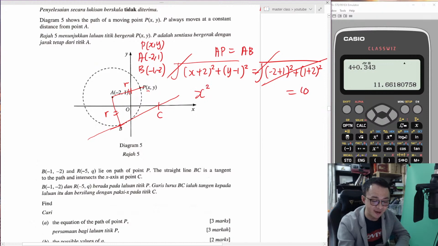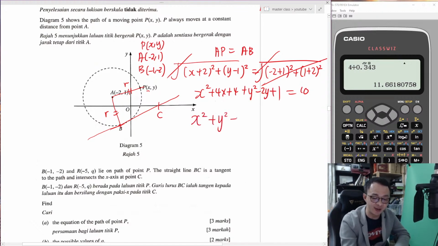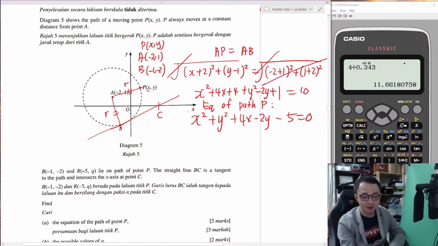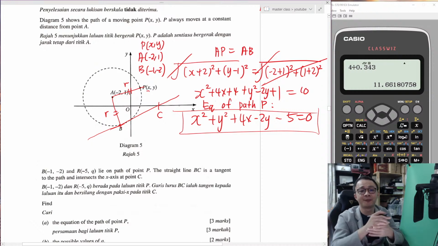Here I will expand it: x squared plus 4x plus 4 plus y squared minus 2y plus 1 equals 10. Then I rearrange, and I should get the equation easily: x squared plus y squared plus 4x minus 2y plus 5 minus 10, which is minus 5, equals 0. This is the equation of the locus P, or the path of P, to use their word. So exactly, this is the equation.